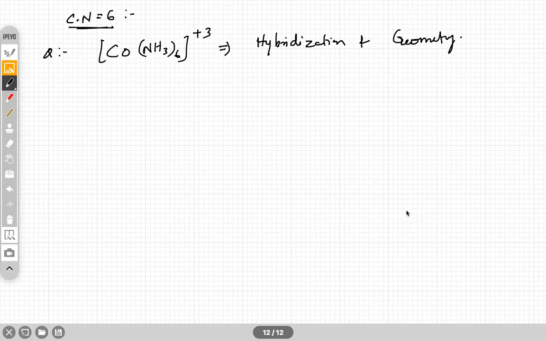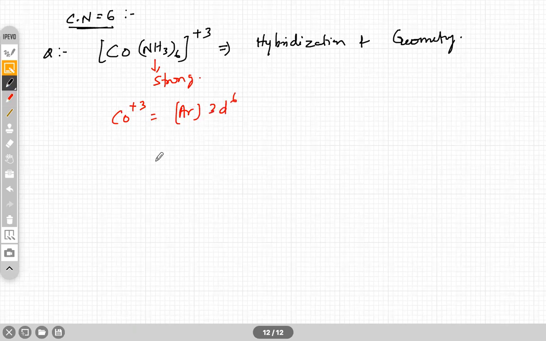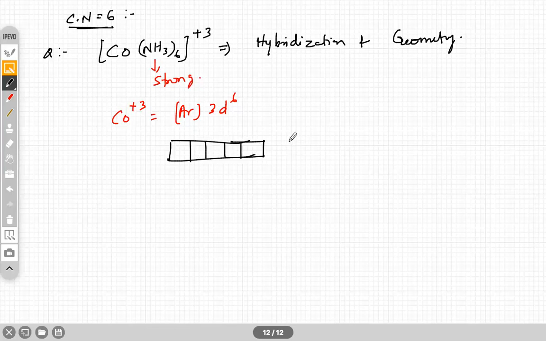It is d2sp3. NH3 is a strong ligand. NH3 is strong. So cobalt has +3 oxidation state and its configuration is argon 3d6. Okay, so 3d6, the orbital diagram is this. One, two, one, two, three, four. And since NH3 is a strong ligand, they will be pairing against Hund's rule, and it gives this one.